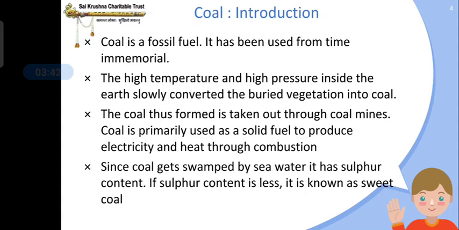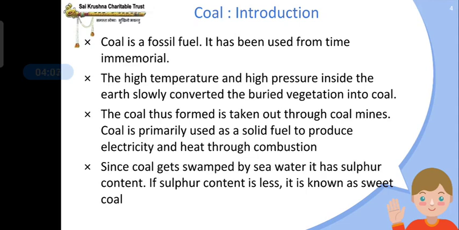The coal thus formed is taken out through coal mines, and coal is primarily used as a solid fuel to produce electricity and heat through combustion. So why do we use coal? We use coal as a solid fuel to produce electricity. In order to produce electricity, we make use of coal, and in order to get heat through combustion, we make use of coal. Okay.